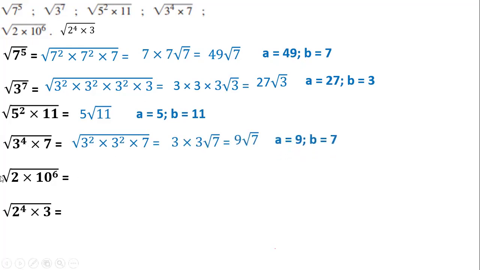2 times 10 to the power 6. 2 has no exponent. I leave it as it is since it is prime. 10 to the power 6, I write it 10 squared times 10 squared times 10 squared. So I decompose again the exponent into power 2. So I write it in this way.